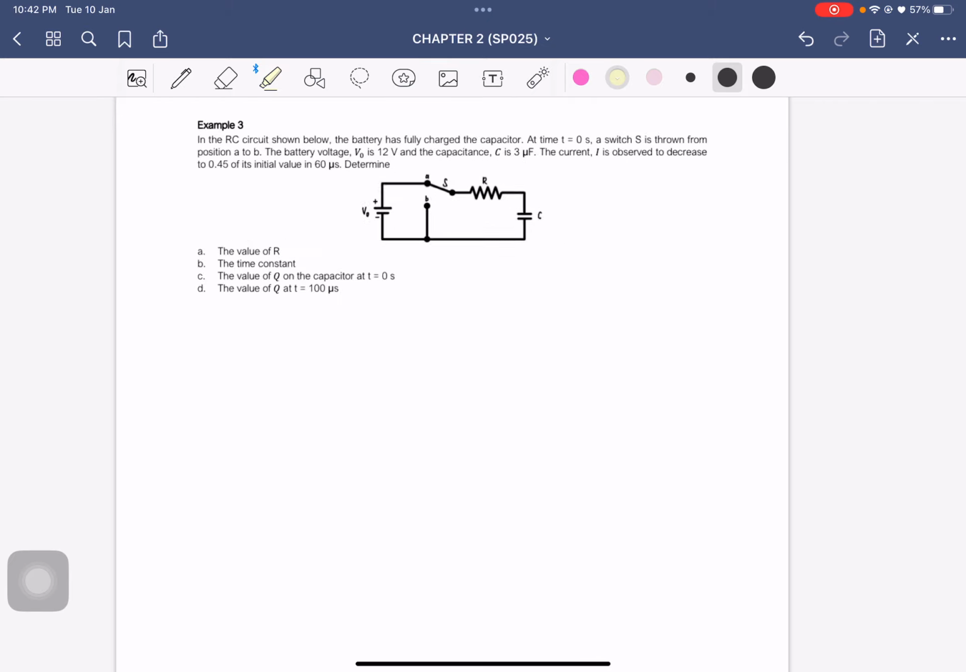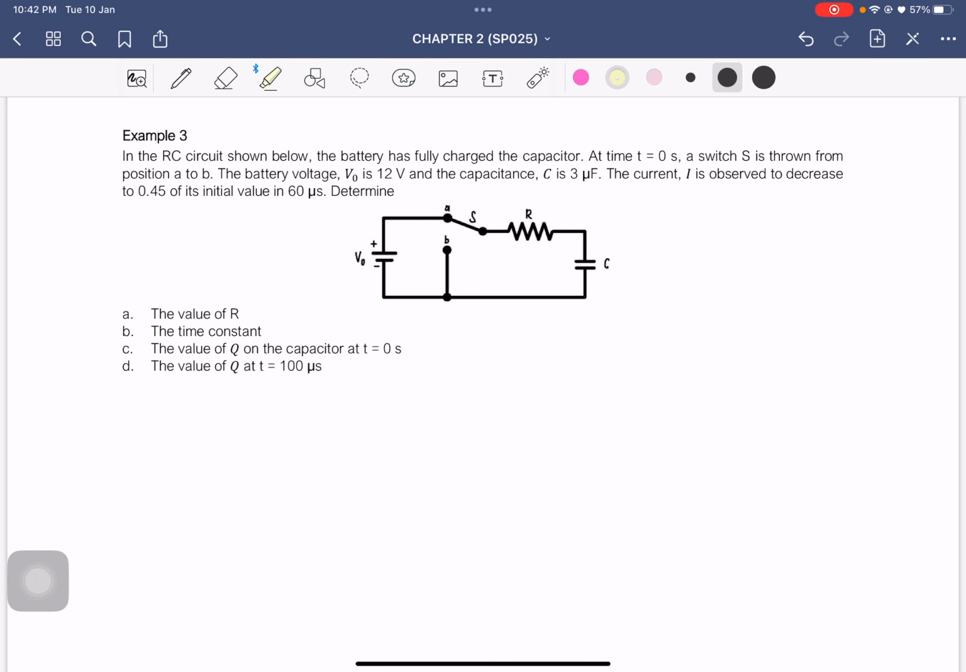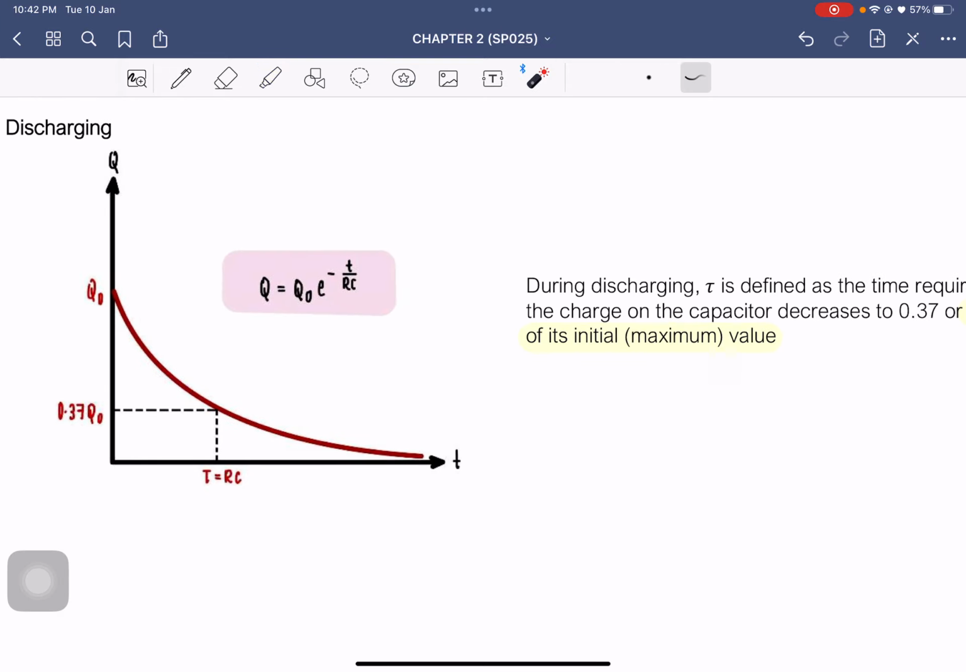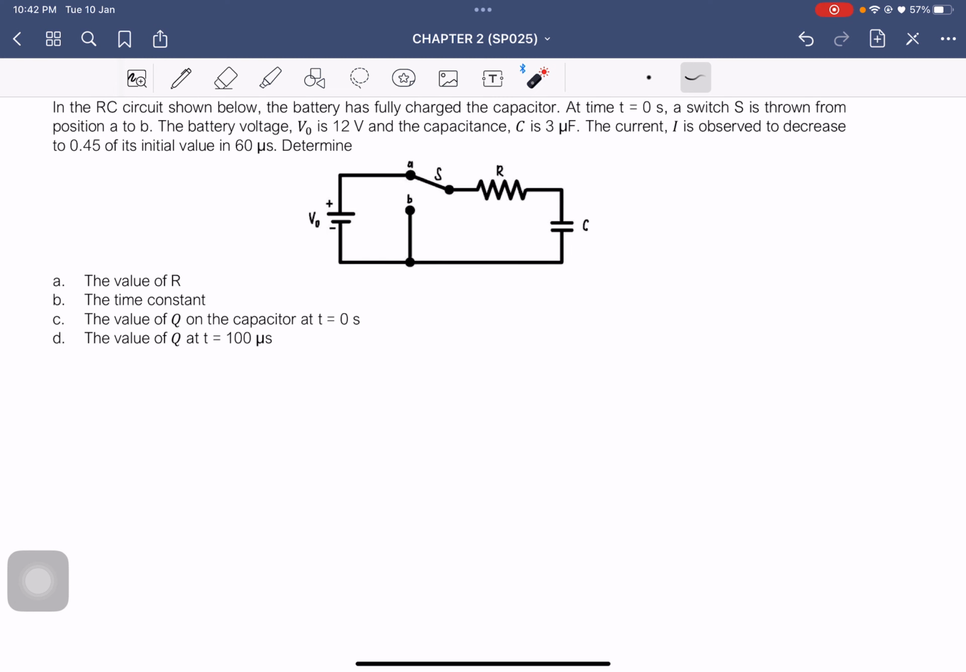Now let's look at example number 3. So this is an RC circuit. The battery has fully charged the capacitor. At time t equal to 0 seconds, a switch S is thrown from position A to B. So maksudnya dia from position A to B. So dari sini dia pergi sini begini.